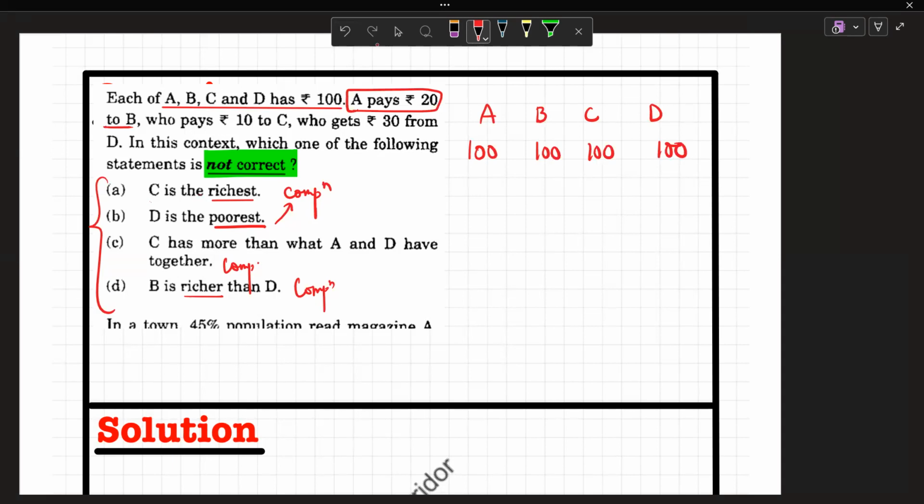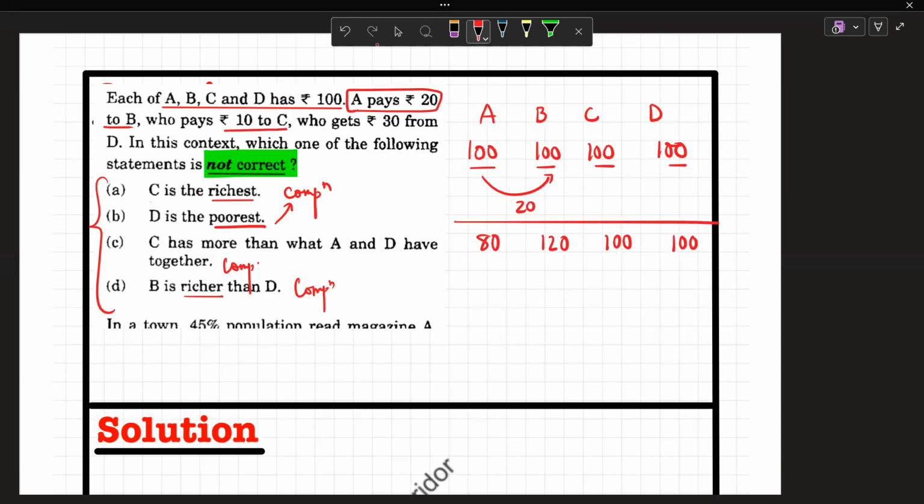Earlier in the previous questions, when A gave rupees 20 to B, that meant B will have a higher amount than A and we would write B is greater than A. But here, when A pays rupees 20 to B, you can see all have numbers. So there would be a certain kind of change. Let's see what the change is. Now when A pays rupees 20 to B, A will now have 80, B will get 120, C will have 100, D will have 100. Basic fundamental calculation. Okay.